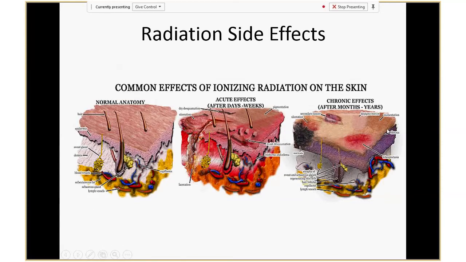Just shows a picture here of what you can kind of see over time with radiation. You can see the acute effects after days to weeks. You get the redness, the dryness of the skin, and it does go more than just skin deep. After months to years, you can even see necrosis, gangrene, depending if your skin is getting circulation. It can disrupt those blood vessels in there, and it just depends on where it's at.